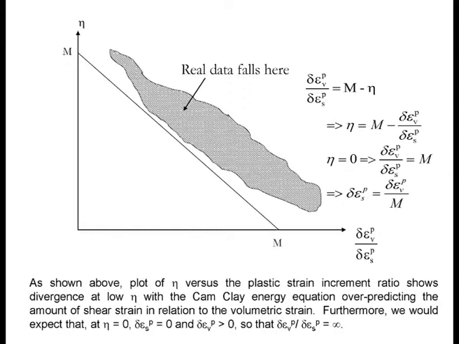So basically, if you plot this equation out on a plot that looks like this, where the x-axis is the epsilon Vp over the epsilon Sp, and on the y-axis you have the stress ratio, this equation will give you a straight line that looks like this. So when this term equals 0, eta equals M. Clear? So it comes out here. And then when eta equals 0, this is equal to M. And so it's the reverse. So basically, it looks like a straight line.